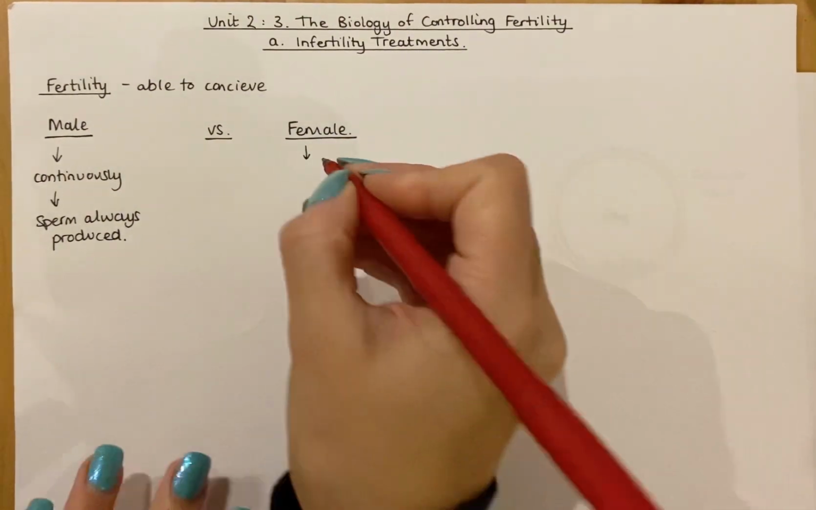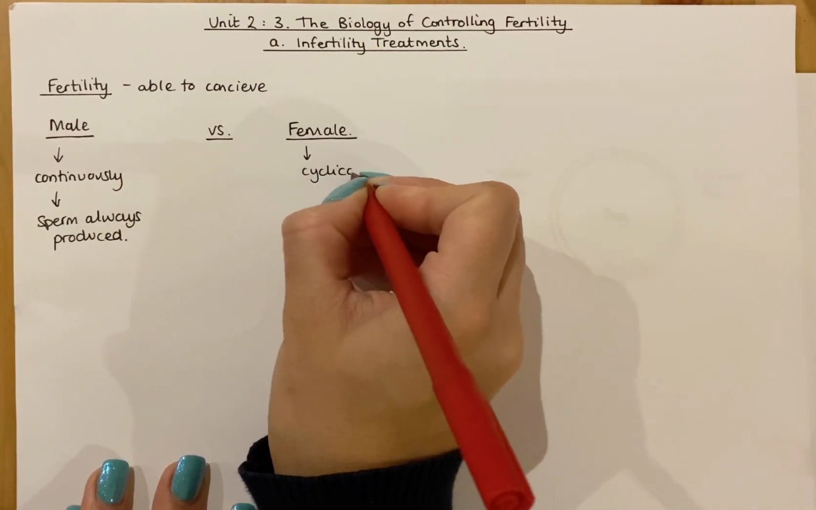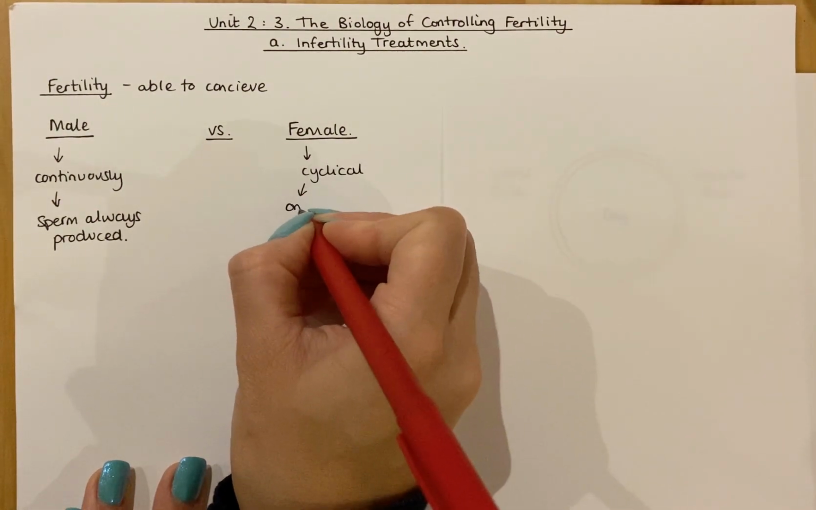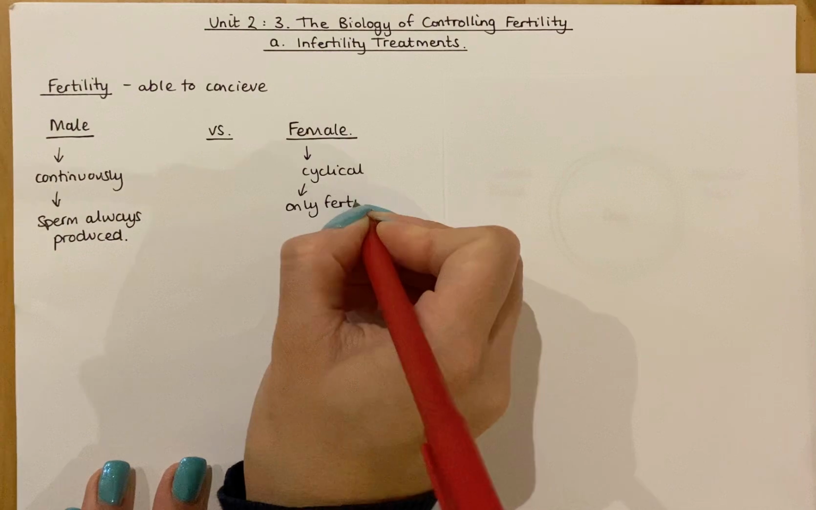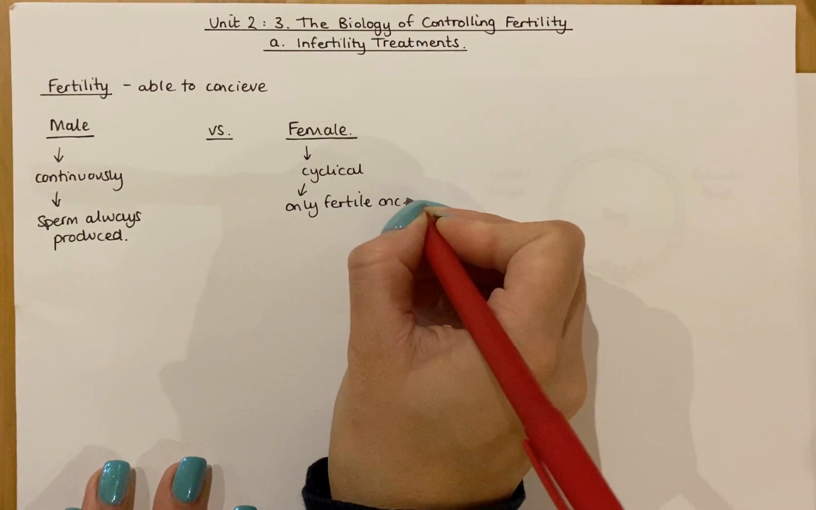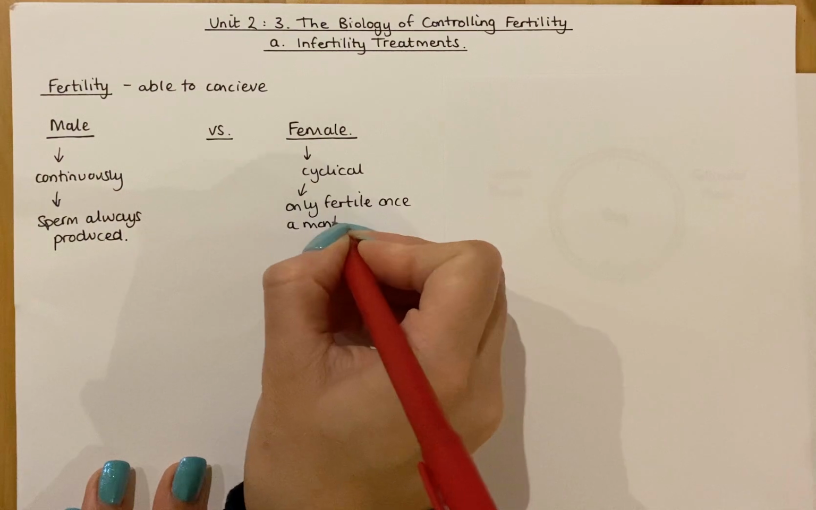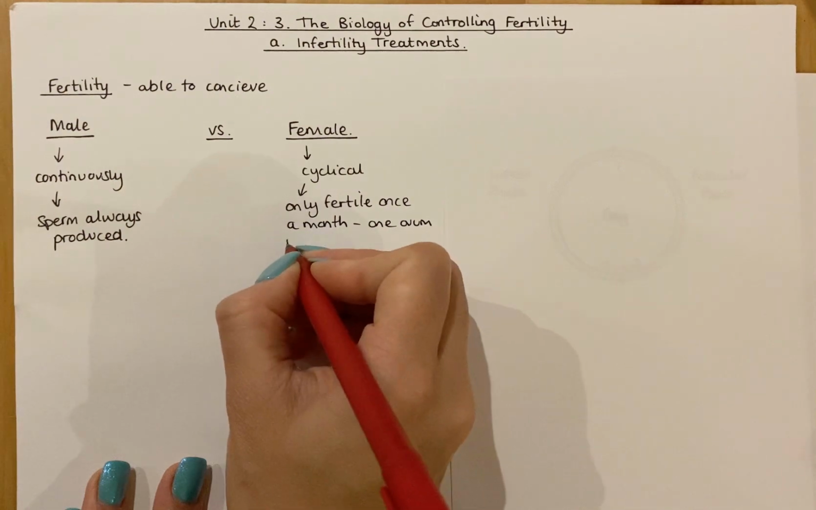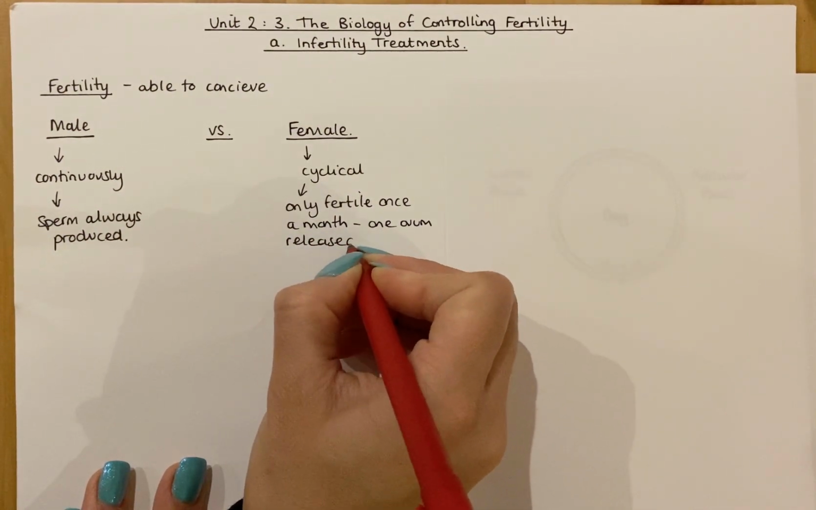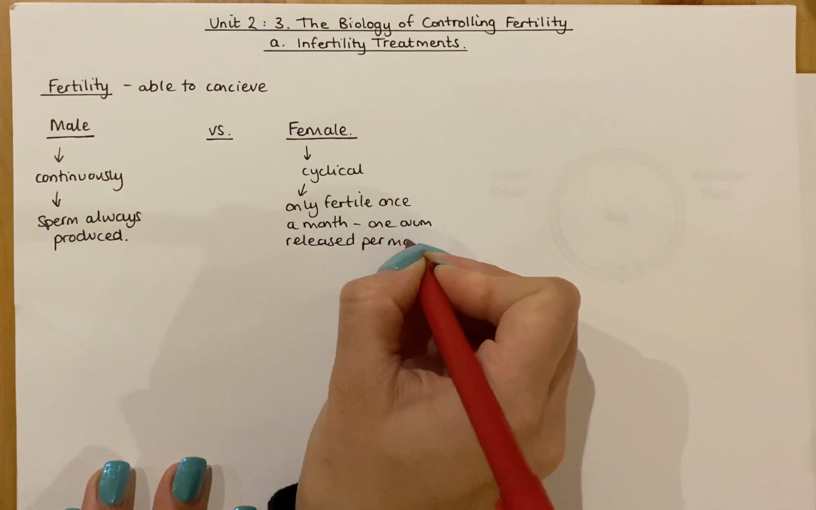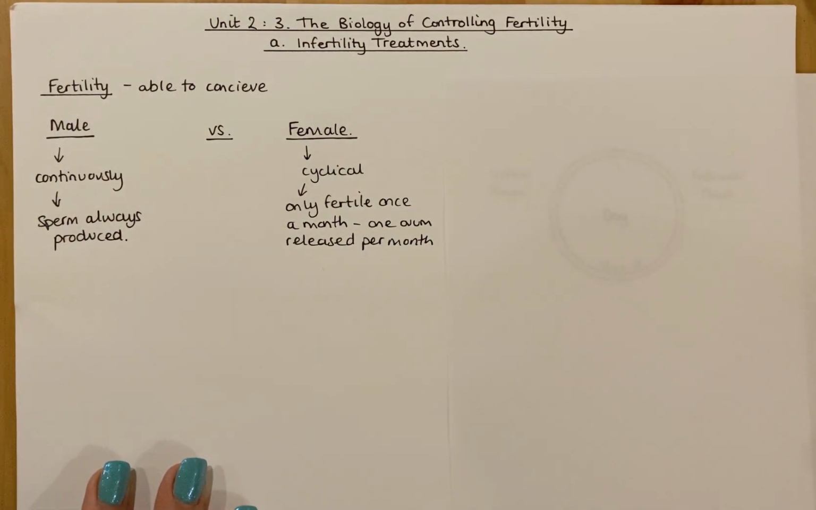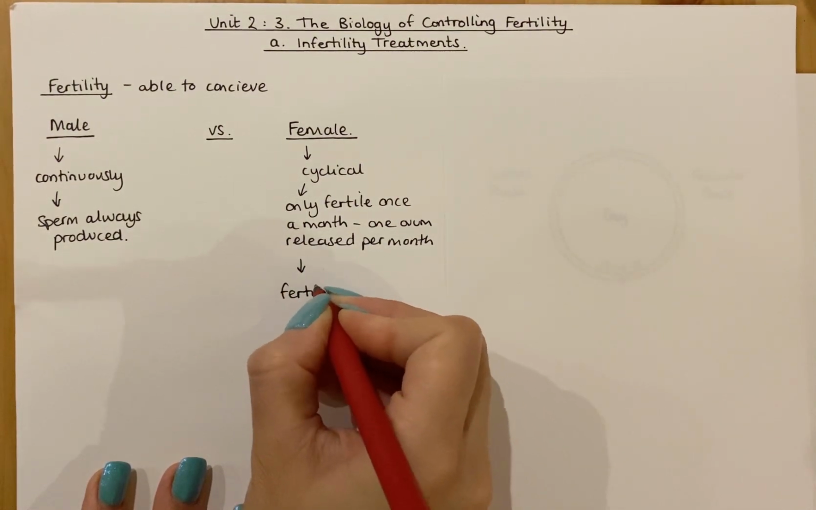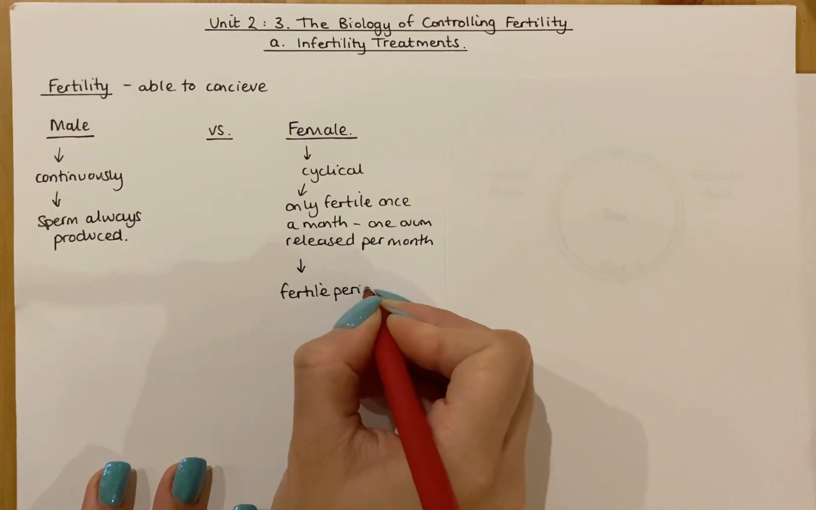Females are what's called cyclical. Cyclical essentially refers to the fact they're only fertile around maybe 3 days a month. So once a month, as only one egg is produced per month, and one ovum is released per month in that process called ovulation. You can describe the time that the woman is fertile as the fertile period. And like I said, that lasts for 3 days.